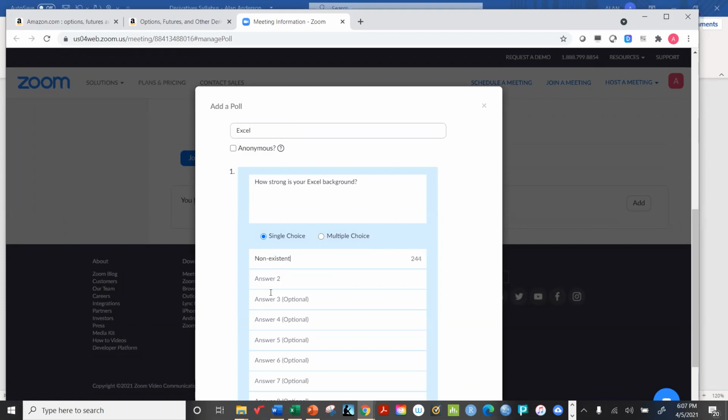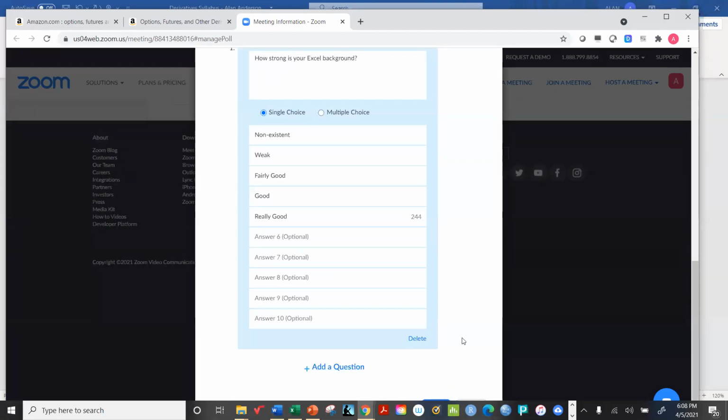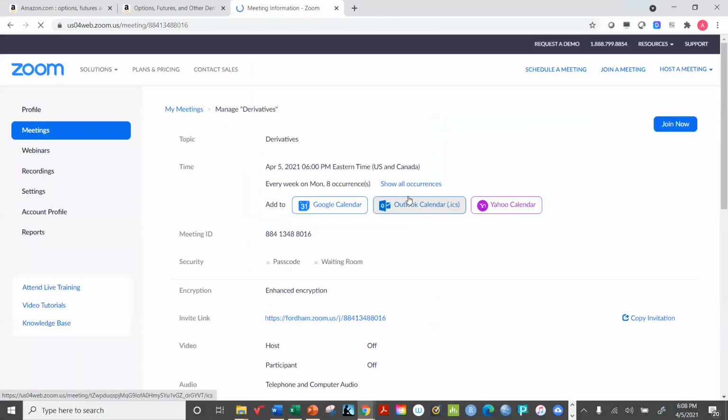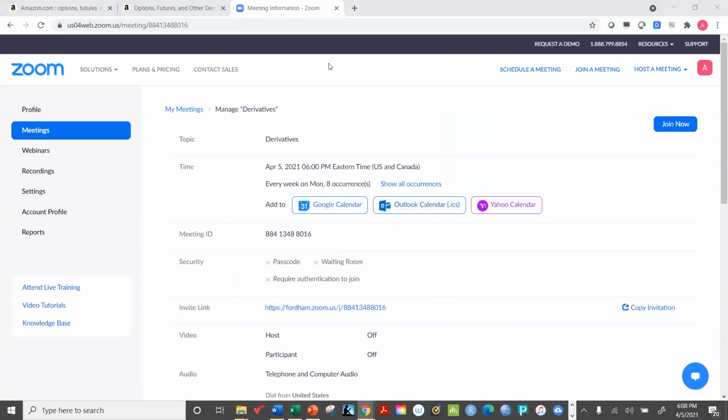Non-existent, I guess, will be my first choice. Weak, fairly good, good, really good. Okay, so those will be your choices. Now you'll see, we'll get a chance to find out how this polling system works, and I get to find out some useful information. So look, why don't we do this right now? And just take a minute and vote. I'm dying to know how strong your background is.